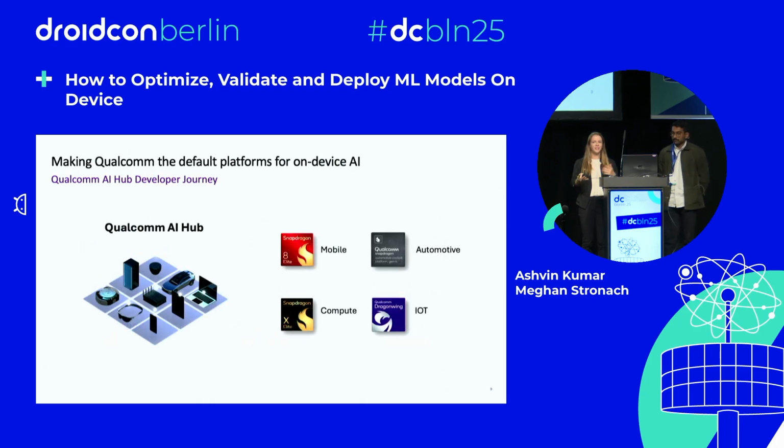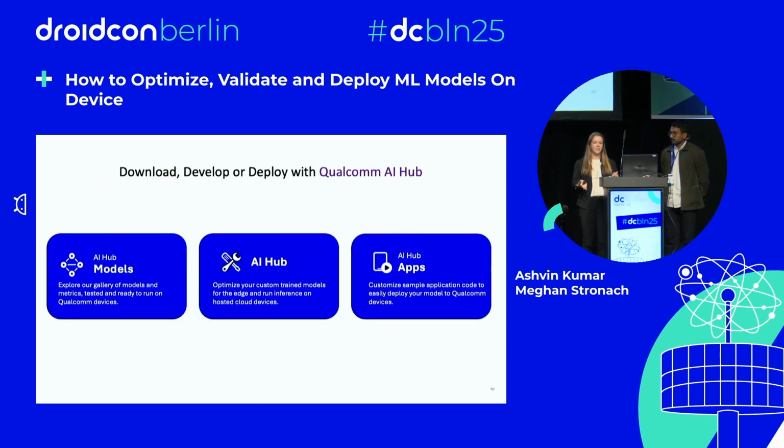As a result, we like to think that Qualcomm AI Hub makes it easy for you to bring ML models on device. And this is across mobile, auto, compute, and IoT chipsets. So you don't have to worry about figuring out all of the complexities regardless of which device you're looking to deploy to.